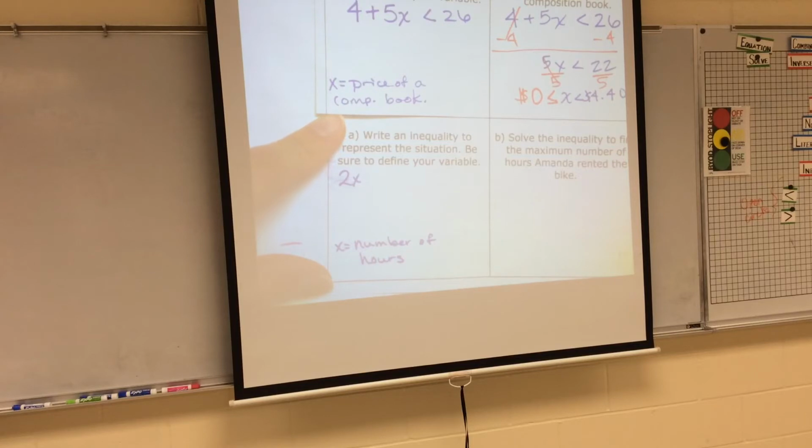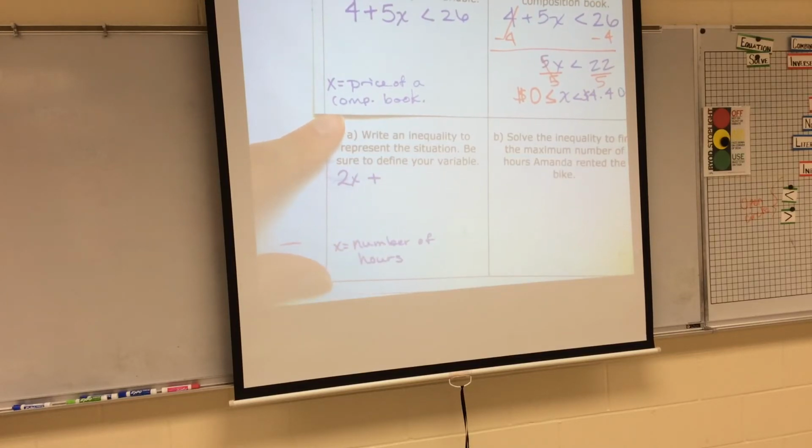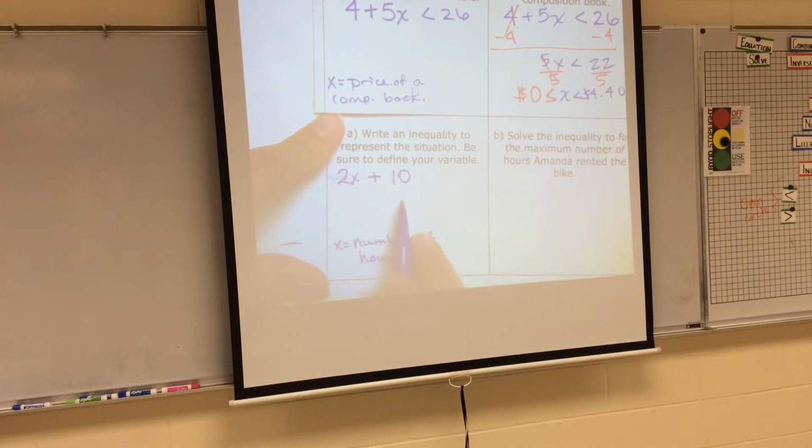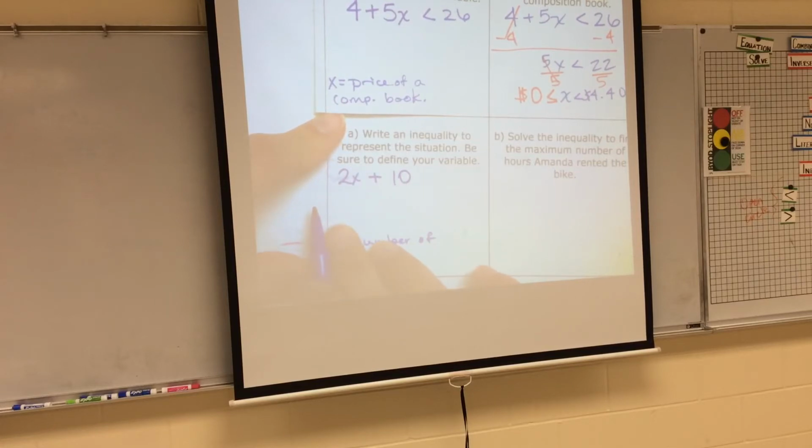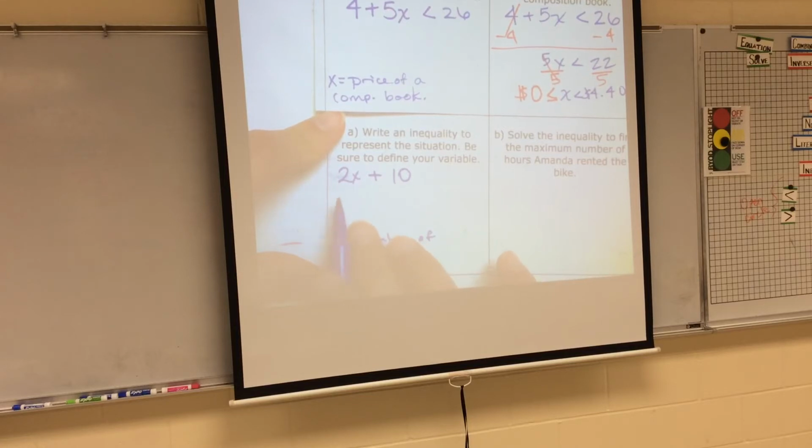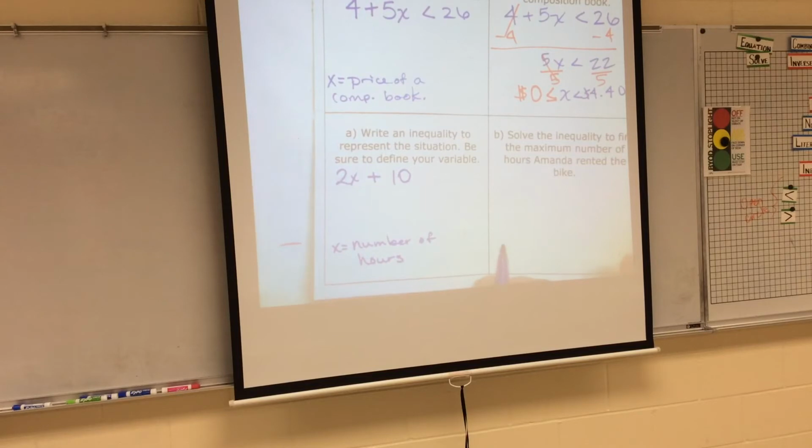All right, so I've got 2x plus, because they told us already that it was plus, right? Plus what? 10. So what that means is Amanda's going to pay $10 and then $2 for every hour. So if she's on the bike for 1 hour, it would be $12. If she's on the bike for 2 hours, it would be $14. Right? All right, and then I have that Amanda paid less than $27.